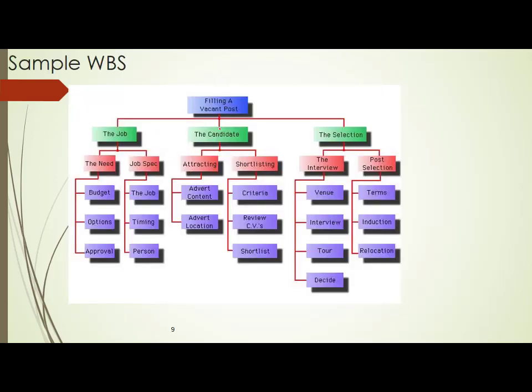Okay, now let us say that you are filling a vacant post in the organization. This is the project. You are filling the vacant post. Now, to fill the vacant post, I have got three criteria. These criteria are taken as sub projects. One is the job, because the post will basically have a job. Then you need to find the candidate for that particular job, and finally you have to do the selection. Now, what is that job? That job will have a need and it will have a job specification.